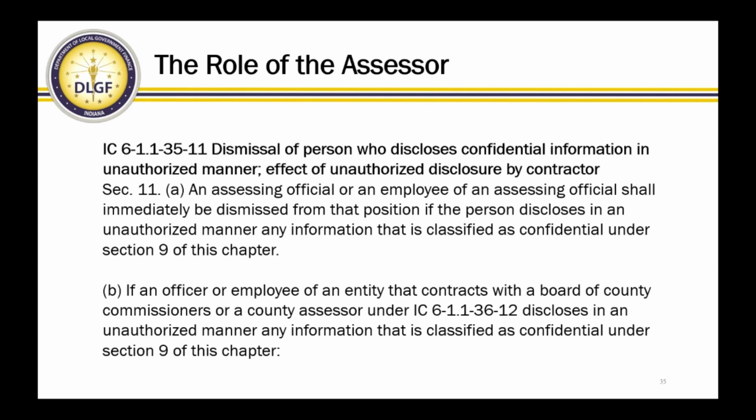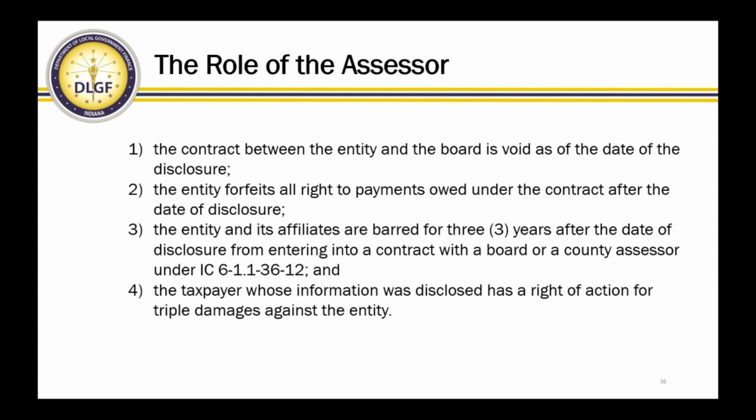So if a person does disclose confidential information, be it an assessing official or an employee of the assessing official, they shall be immediately dismissed from that position. And this also holds true for a company or somebody that has a contract with the county. If a contract employee or company did divulge that information, that contract would be void as of the date of the disclosure, and they would not be able to benefit, or they'd have to forfeit their rights to any future payments under that. And then also they would be barred for 3 years from entering into another contract.